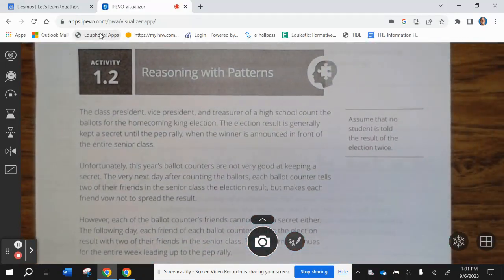All right, activity 1.2, reasoning with patterns. The class president, vice president, and treasurer of a high school count the ballots for the homecoming king election. The election result is generally kept a secret until the pep rally when the winner is announced in front of the entire senior class.